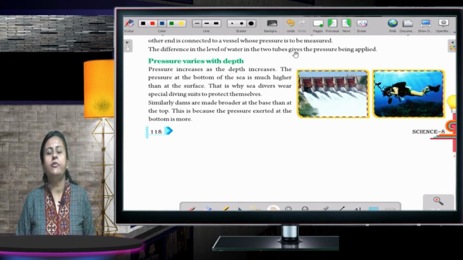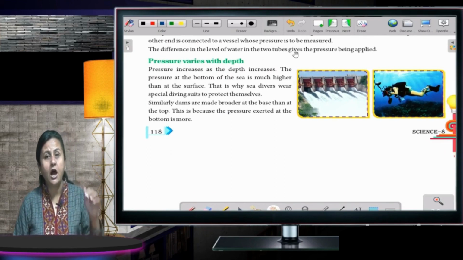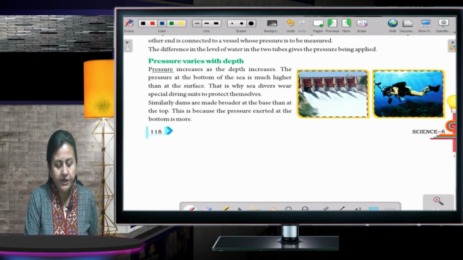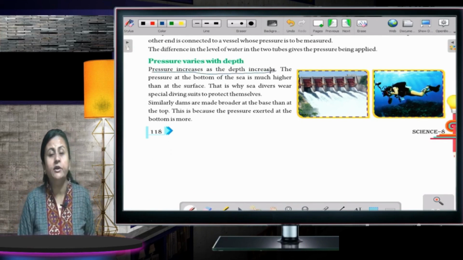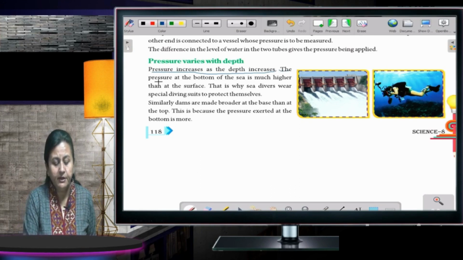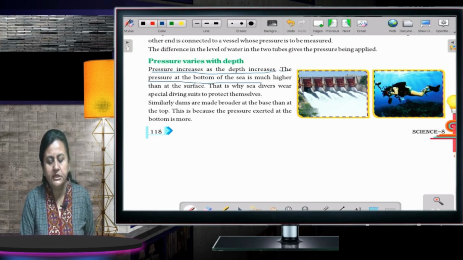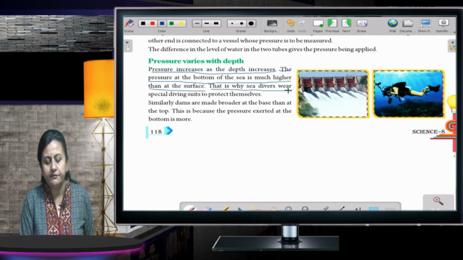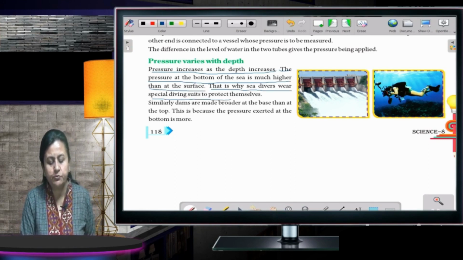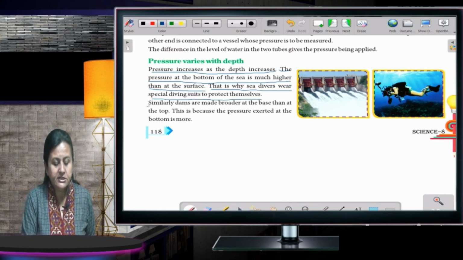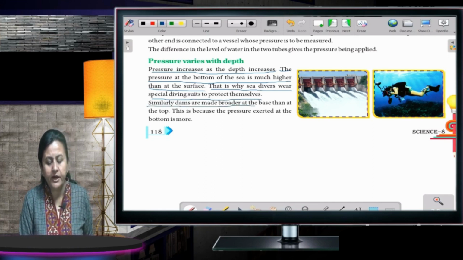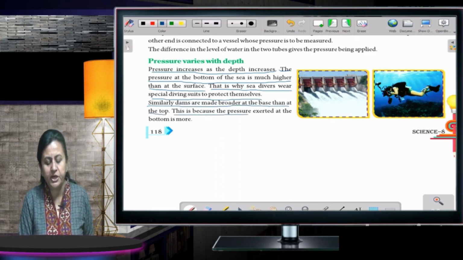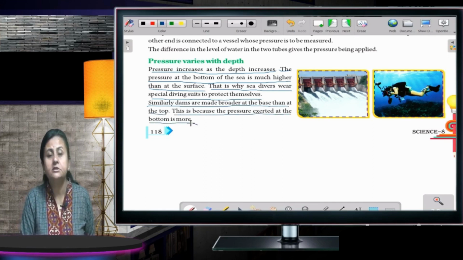Pressure varies with depth. Depth means how deep it is. Pressure increases as the depth increases. The pressure at the bottom of the sea is much higher than at the surface. That is why sea divers wear special diving suits to protect themselves. Similarly, dams are made broader at the base than at the top. This is because the pressure exerted at the bottom is more.